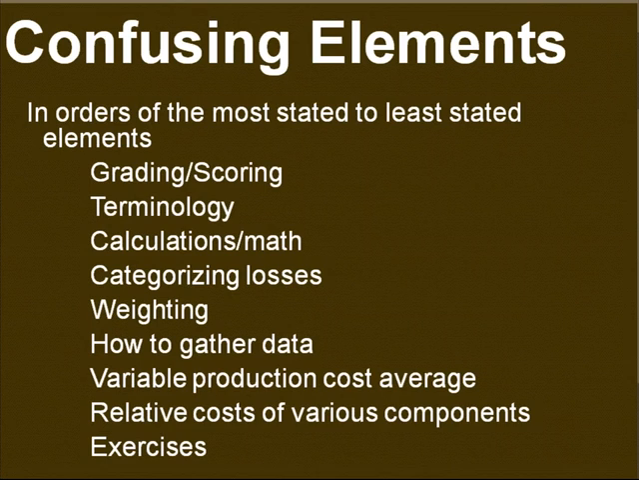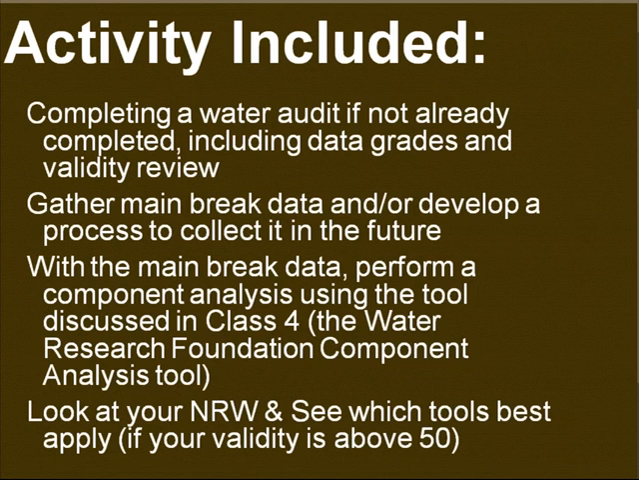So the grading and the scoring part was a little confusing to people. Some of the terminology, some of the calculations in math, categorizing losses, the weighting process, which I think people are talking about the flow weighting that we had to use for a couple of the audits, audit inputs, how to gather the data, the variable production cost average, which could either be the variable production cost, or they might actually be thinking of the customer retail cost, where you have to do some of the averaging, the relative costs of various components, and then the exercises. In some cases people found those to be confusing.